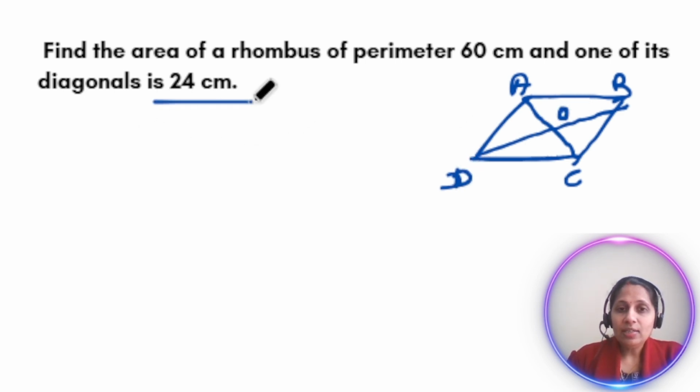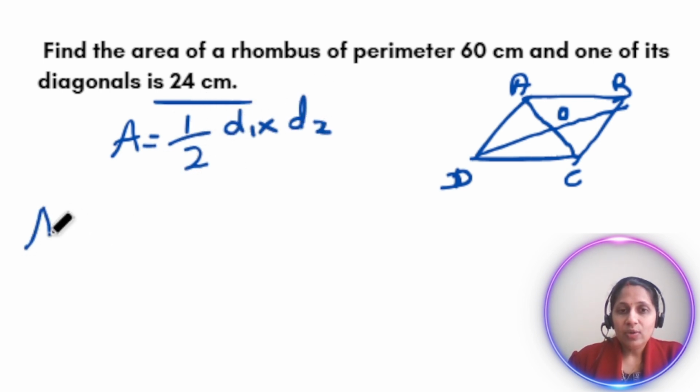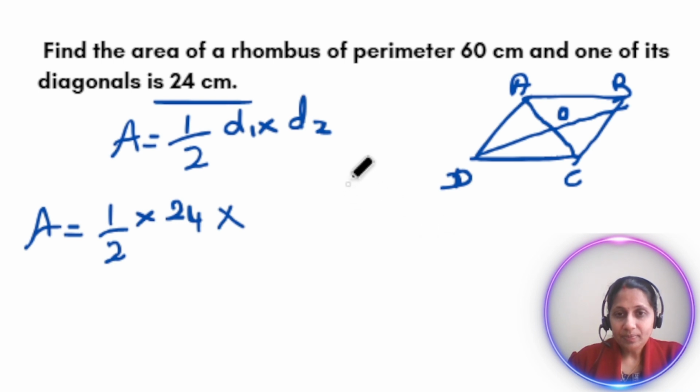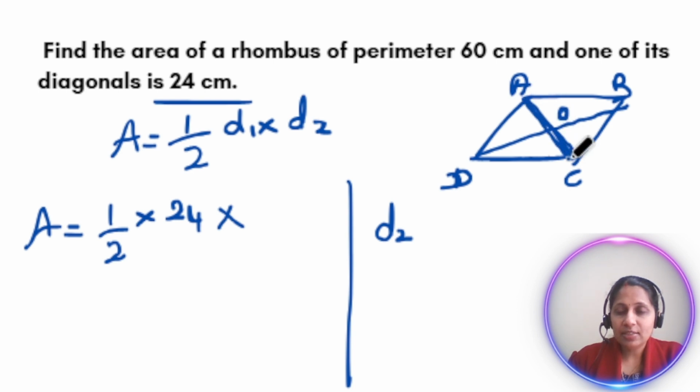So one diagonal is given. Area is nothing but half of diagonal 1 into diagonal 2. So area is half of diagonal 1, which is 24. Let's find the diagonal 2. Let's assume this is diagonal 1, and take AC as the diagonal 2.